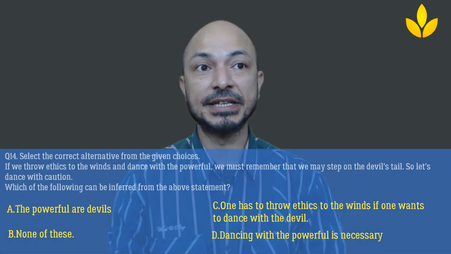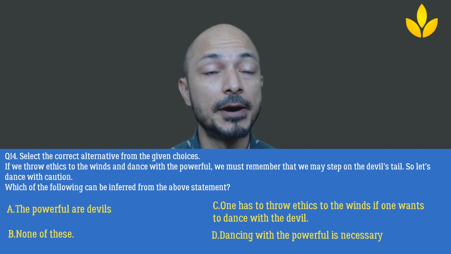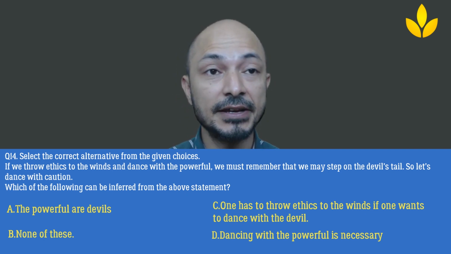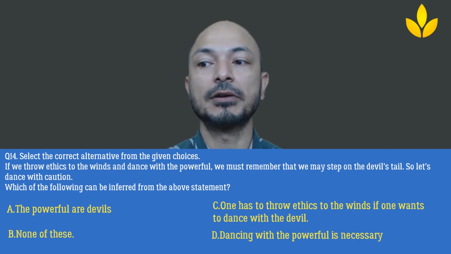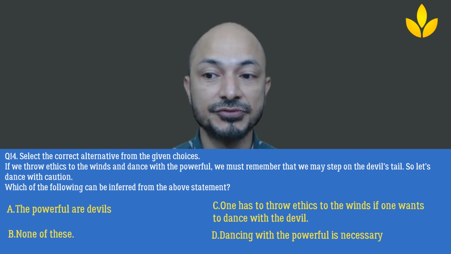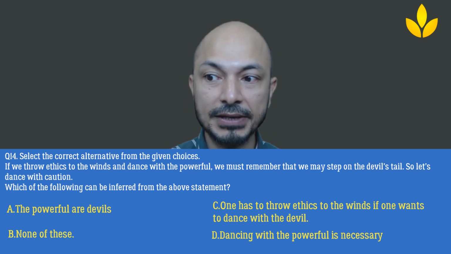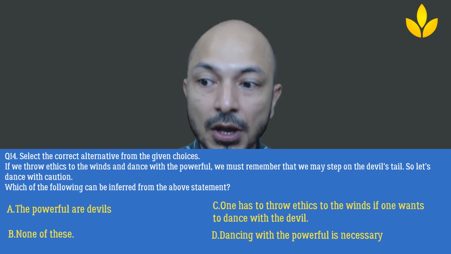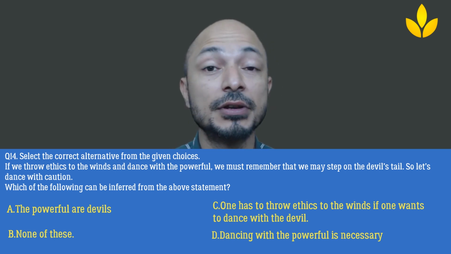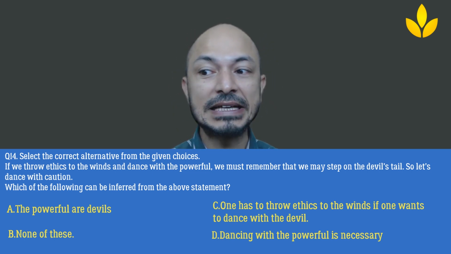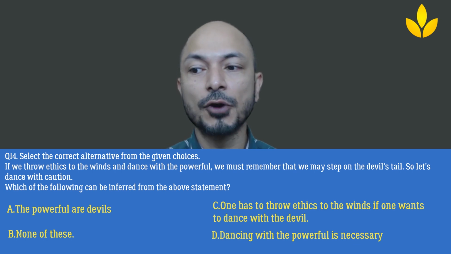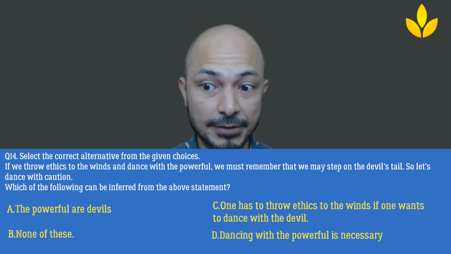Hello, we are here with the solution for question number 14 in the verbal section of the Wipro pattern papers, and it's sentence inference again. It reads, select the correct alternative from the given choices. The passage reads, if we throw ethics to the wind and dance with the powerful, we must remember that we may step on the devil's tail. So let's dance with caution. Which of the following can be inferred from the above statement?